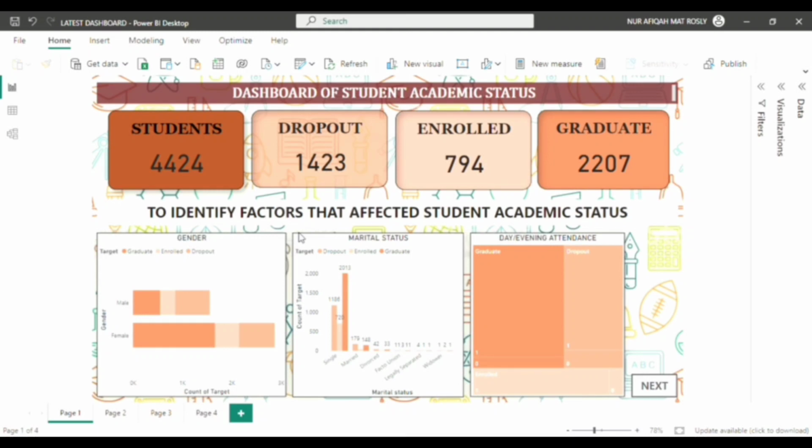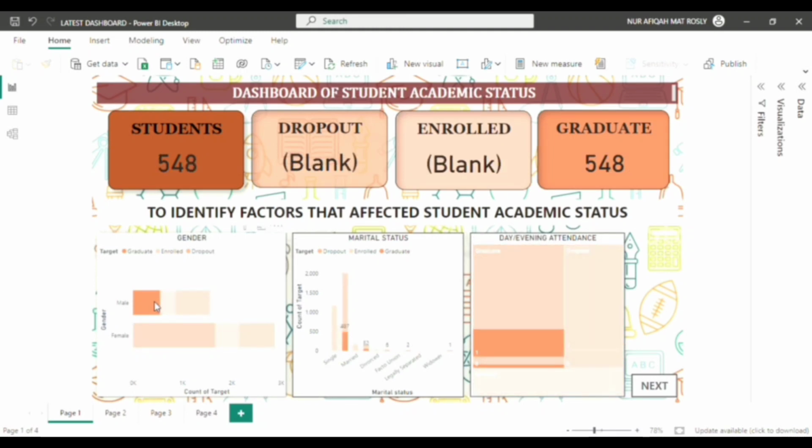There are several different types of graphs used to represent each factor. On each graph, we can identify the number of students for each dropout, enroll, and graduate status. We just need to click on the graph to see the amount for each status. For example, if you want to see the number of graduates based on gender, just click on the graduate graph and the number will appear on the card above. Likewise for dropout and enroll, and so on for other factors.